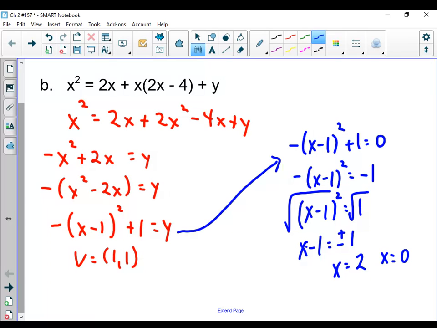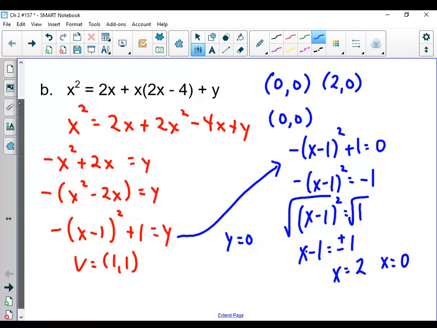Luckily, the y-intercept is going to be a lot faster because all we got to do is plug 0 in for y, or for x, I mean. And when I plug 0 in here and here, I find out my y-intercept is 0. So I had x-intercepts at (0, 0) and (2, 0), y-intercept at 0. Okay, so there's a lot going on in that problem. We'll make sure that we put on all that stuff.